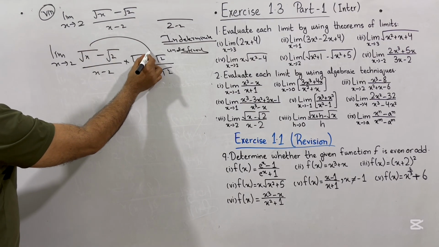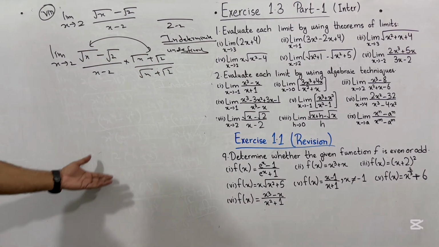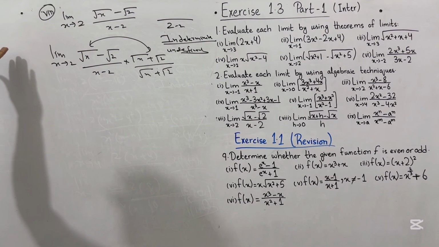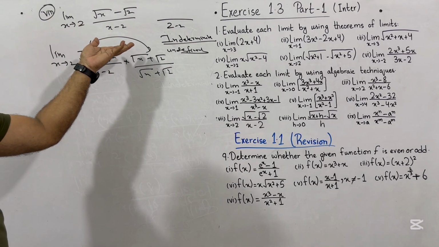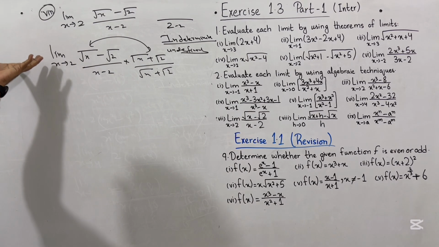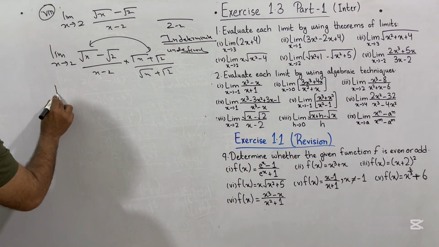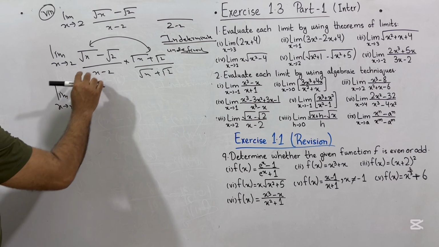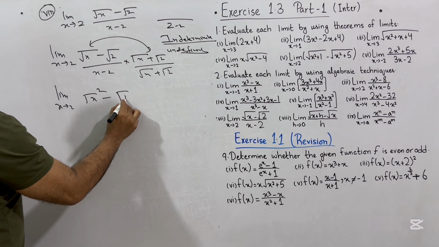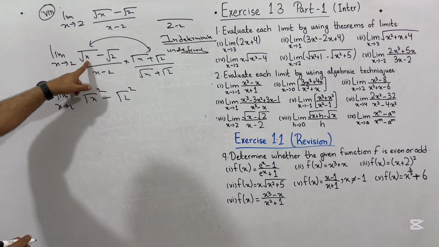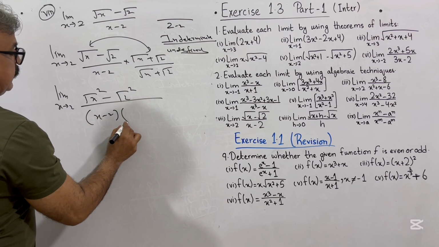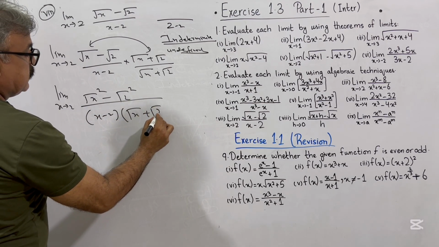Now, whenever you rationalize, the difference of two squares situation prevails and you have to work in retrospective fashion. Instead of a square minus b square, you have to write a minus b, a plus b. But in that case, a minus b, a plus b can be merged into a single bracket, a square minus b square. Same situation here: it is tantamount to root x square minus root 2 square. Here a is root x, b is root 2. Overall, x minus 2 times root x plus root 2.